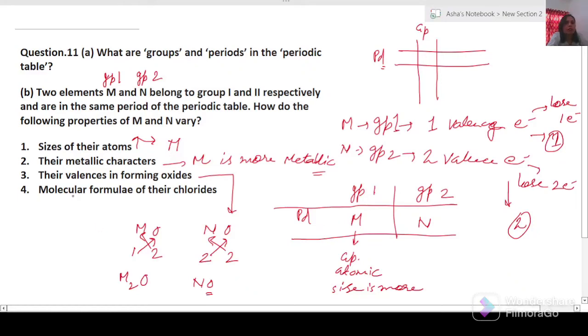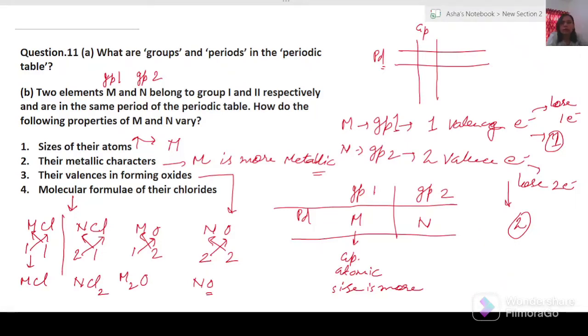Molecular formula of their chlorides, that is, M and N compounds with chlorine. Again we will be using valency. The M valency is 1 and Cl valency is also 1. N valency is 2 and Cl valency is 1. In this case, M will have 1, Cl will have 1, so its formula will be MCl, right? Here this 1 will go to N, this 2 will go to Cl, so it will be NCl2.